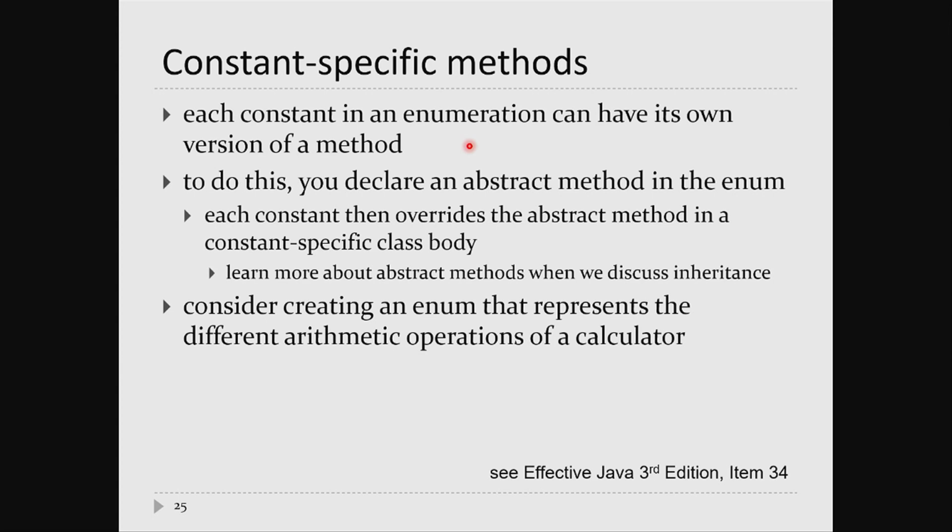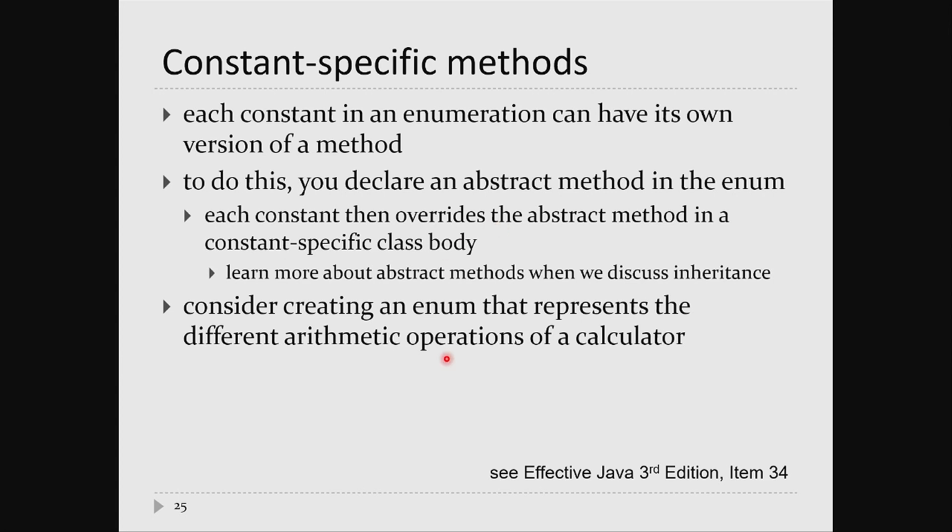There's a way easier way to implement that method than what I showed you there, if you do it this way. The way you do this is you declare what's called an abstract method in the enum. I'm going to show you that in a second. Then every constant overrides that abstract method, so every constant provides its own version of it.